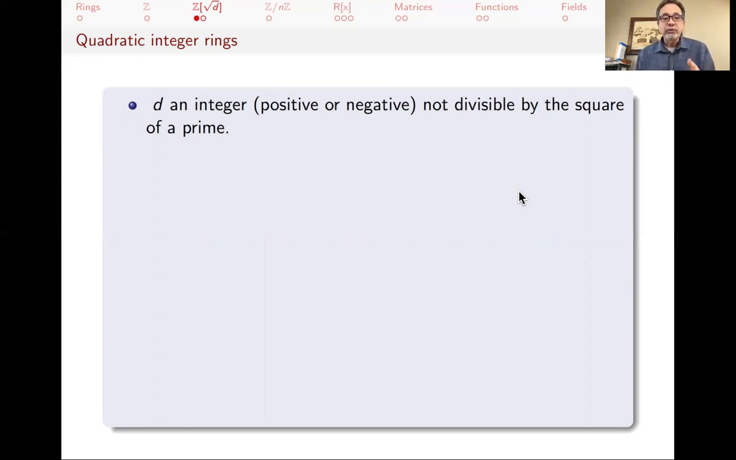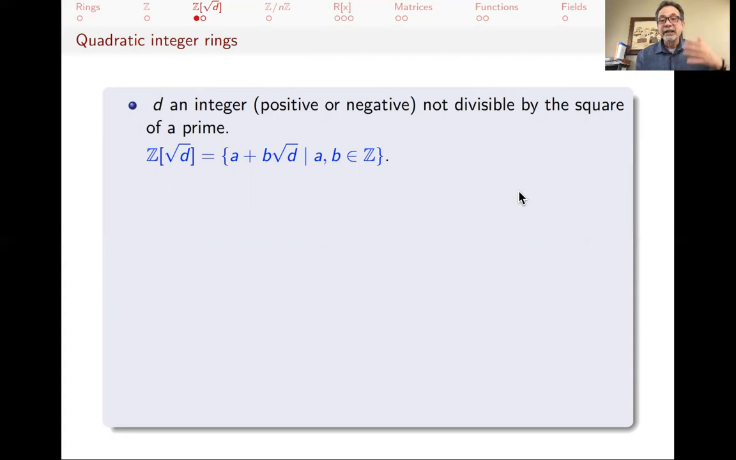So you can take a prime, for example, but you don't have to take a prime. You can take 6 because it's 2 times 3, but don't take 4 times 3, which is 12. Okay, after you pick an integer like that, then you look at the set of numbers that are of the form a plus b times square root of d. What are a and b? A and b are integers. Just pick whatever integers you like and make that linear combination, a plus b square root of d.